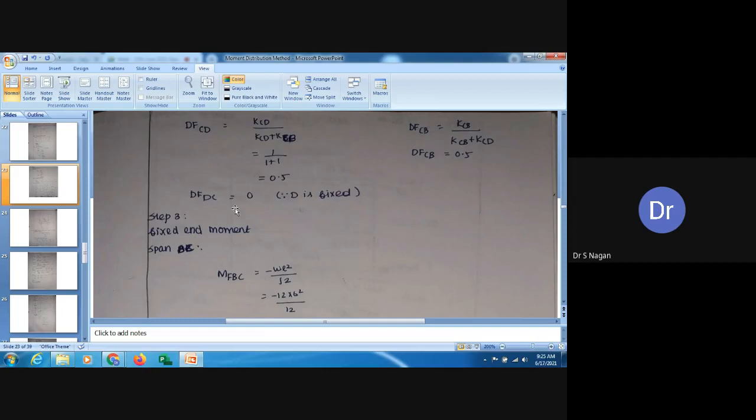Now step 3. What is step 1? Let us recall. Step 1 is stiffness and relative stiffness. Step 2, distribution factor. Do you have any doubt in this too? We'll clarify doubts then and there.